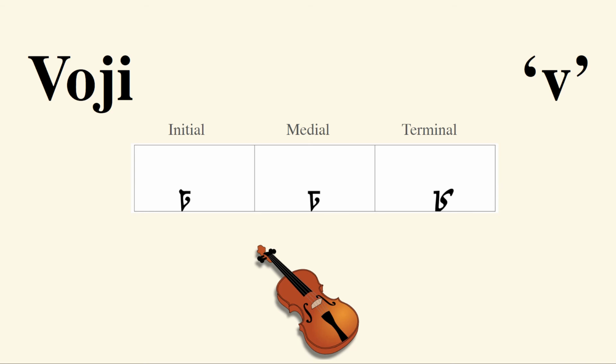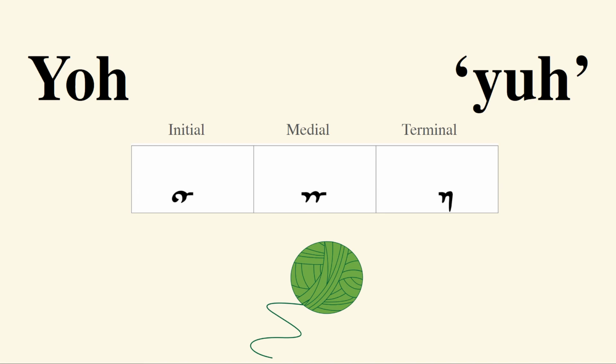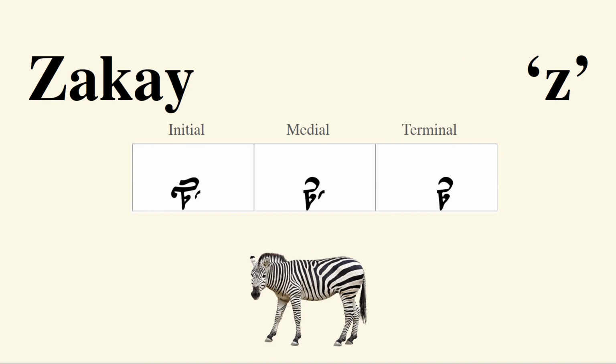Another really pretty letter. Wehi, which makes the w sound, as in walrus. Yo, which makes the y sound, as in yarn. Zakai makes the z sound, as in zebra.